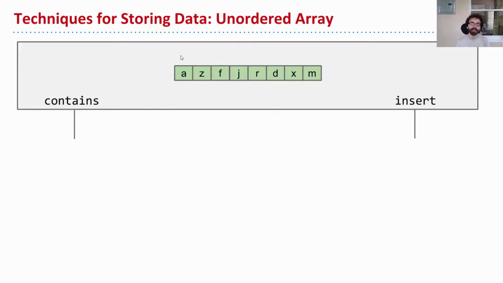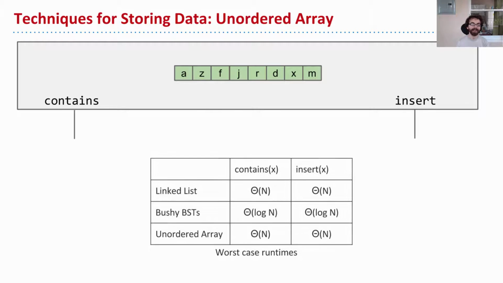So consider, and let's say it's unordered, right? It can be in any order. What would be the runtime for contains, and what would be the runtime for insert? Okay. So I believe that contains should be theta n. If I want to know if x is in a list, I have to scan through the whole thing.